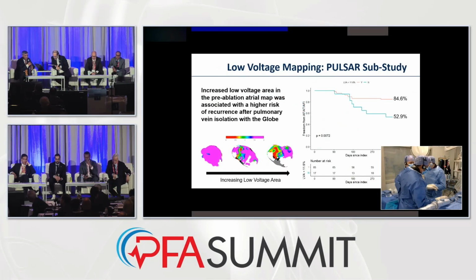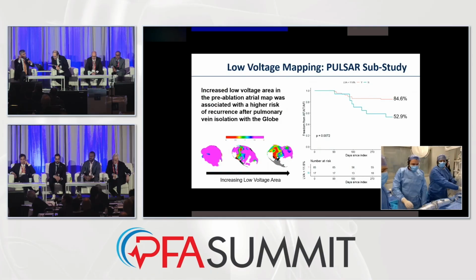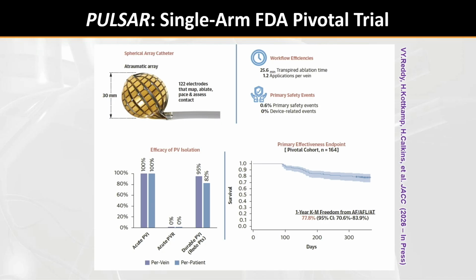So the PULSAR study, actually, can we just go to the moderator slides for 1 second? Because I want to just show it. This is from the pivotal trial, and it was a multi-center study, of course. One of the really interesting things in the bottom left graph is the durability, which was 95%. What's interesting is this was not pre-specified mapping. These are patients that had the procedure, had clinical recurrence, and came back for a second procedure, and during the second procedure the veins were almost all durably isolated, which is pretty good because you would expect some enrichment for reconnections. And then the Kaplan-Meier curve looks pretty good.